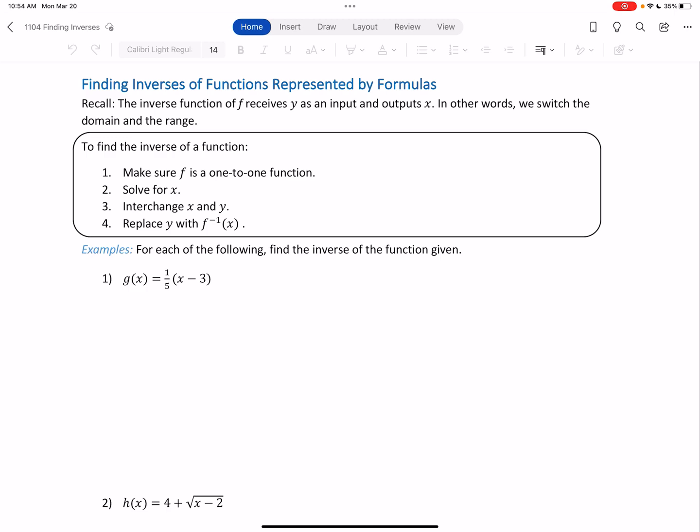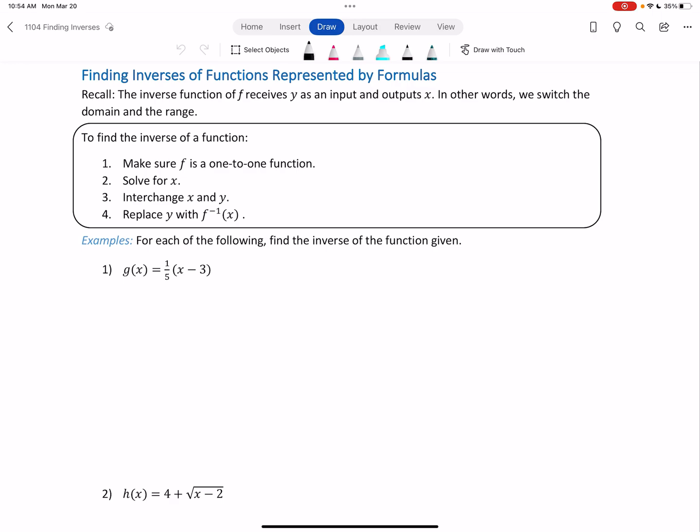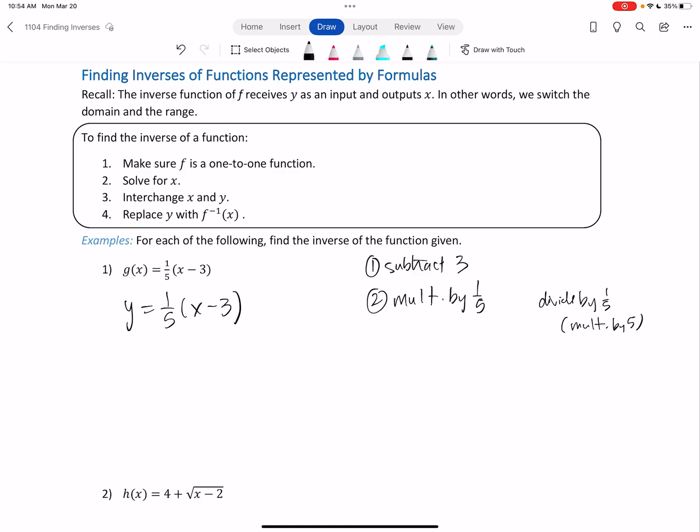If it's not a one-to-one function, then you can't find an inverse. Solve for x, change the x and y, replace y with f inverse. So what you really want to think about is how do you undo what happened in this function? You can do this a couple of ways. One way that I do it is I say I subtracted 3 and then I multiplied by 1/5. To undo that, I would have to divide by 1/5, which is the same as multiply by 5, and add 3, right? But when I did this, I went in this order, and so to undo it, I have to go in the opposite order.